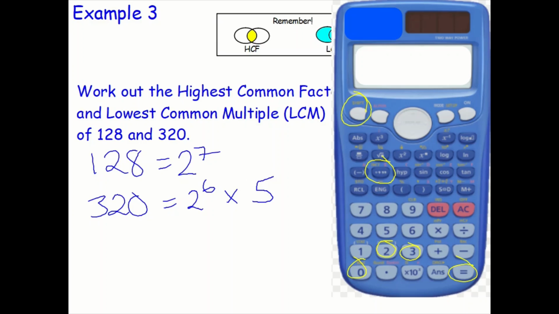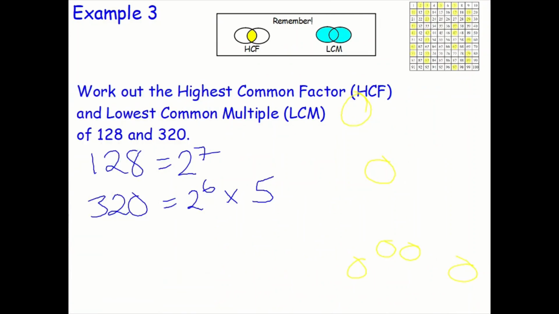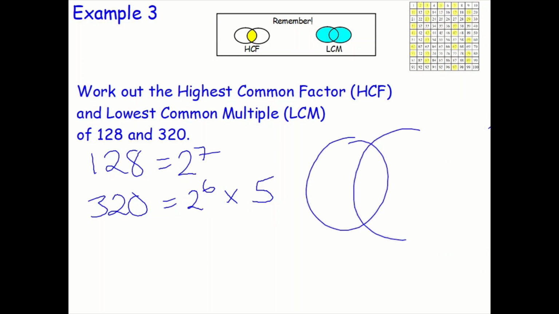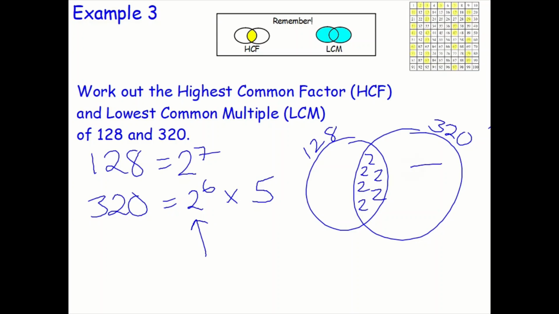So what it means I can now do is I can find out the highest common factor and lowest common multiple really, really quickly. So I can put this like this, and I've got loads of 2's in the overlap. Okay, so here, if I look at these 2's, I'm going to have 6 2's in the overlap. So imagine this is the 128, and this is the 320. I'm going to have 6 of those in the overlap. There's going to be a 5 left over here, and another 2 left on here.